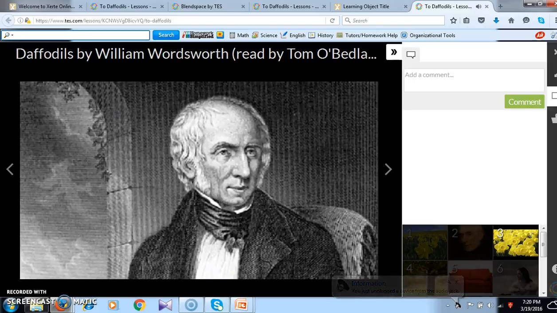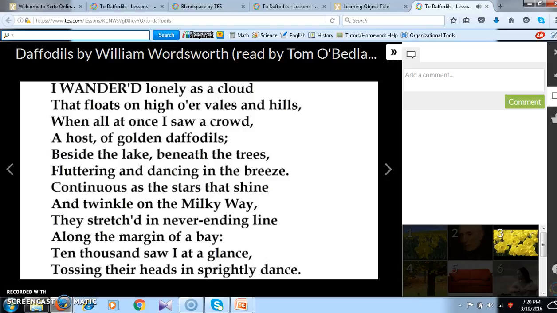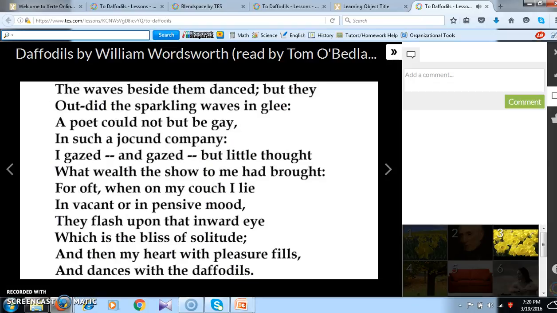I wandered lonely as a cloud that floats on high o'er vales and hills, when all at once I saw a crowd, a host of golden daffodils. Beside the lake, beneath the trees, fluttering and dancing in the breeze. Continuous as the stars that shine and twinkle on the Milky Way, they stretched in never-ending line along the margin of a bay. Ten thousand saw I at a glance, tossing their heads in sprightly dance. The waves beside them danced, but they outdid the sparkling waves in glee.